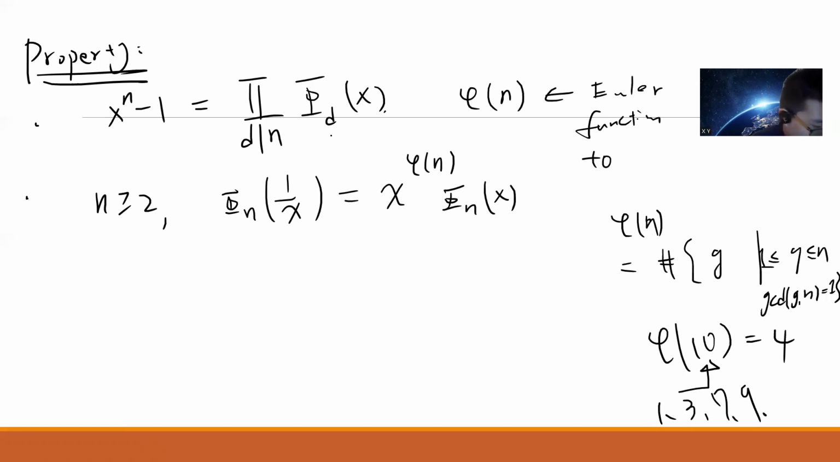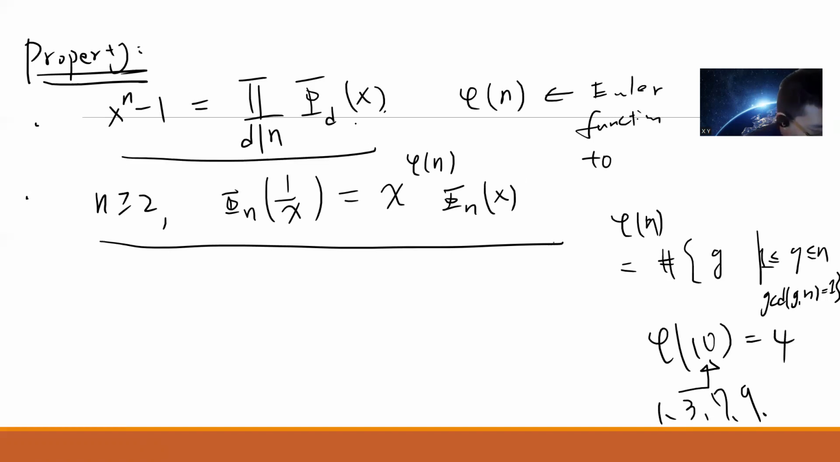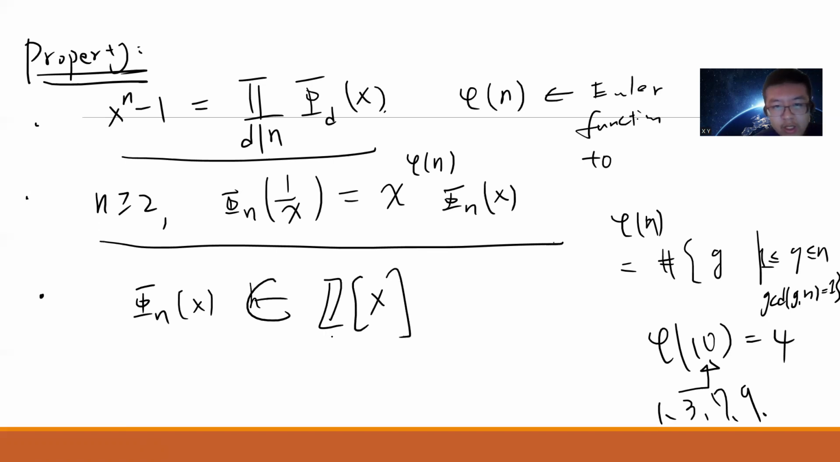So these two are not difficult. There is also a third one, which is also important, and what I'm going to prove here is very simple: phi n of x has integer coefficients, basically it belongs to the integers of x. The plus or minus 1 I will prove in a future video because it's much more tricky.